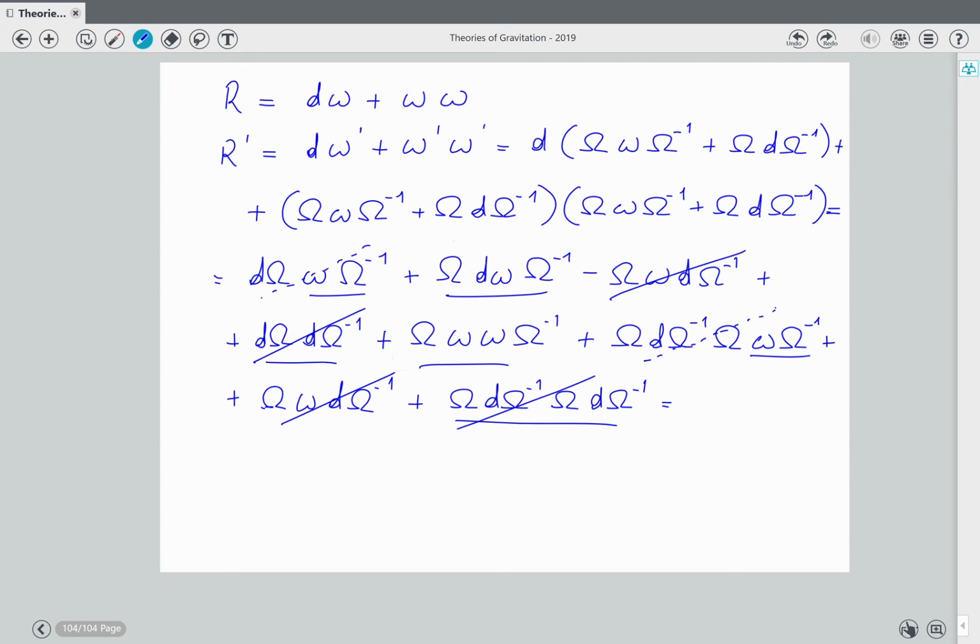So what you get is Omega times d small omega plus small omega small omega, and this is Omega R Omega to the minus 1. Which tells you that, again, the curvature transforms correctly because the upper indices get an Omega to the left and the lower indices get an Omega to the minus 1 to the right.